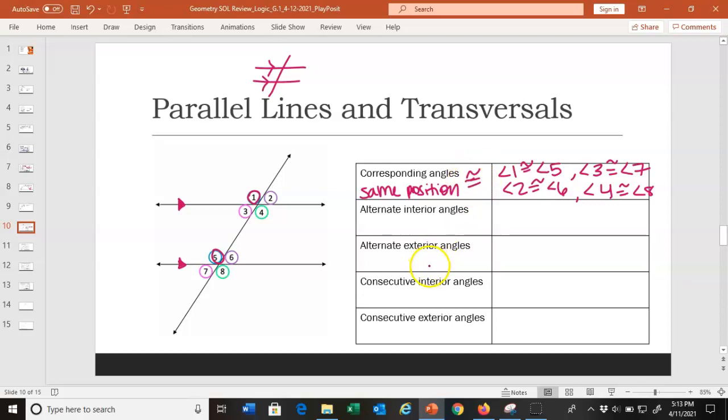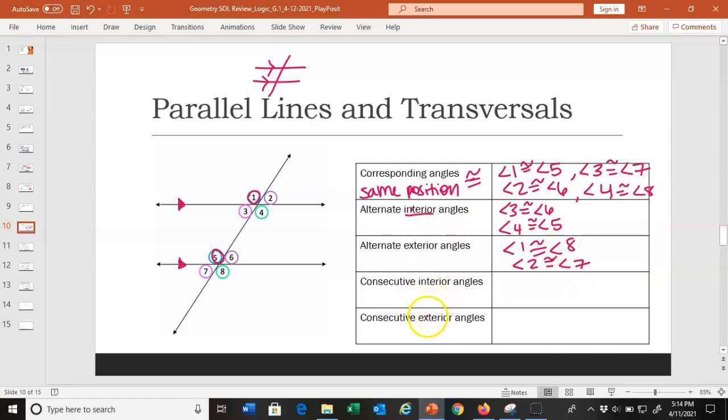Next, we have our alternate interior. So the word interior means they are on the inside of these parallel lines. And alternating, they're going to alternate across that transversal. So 3 and 6, and they are also congruent, and 4 and 5. Those are our two pairs of alternating interior angles. You have the same thing for exterior. So you're going on the outsides of those parallel lines, and they're going to alternate across the transversal. So angle 1 is congruent to angle 8, and angle 2 is congruent to angle 7.